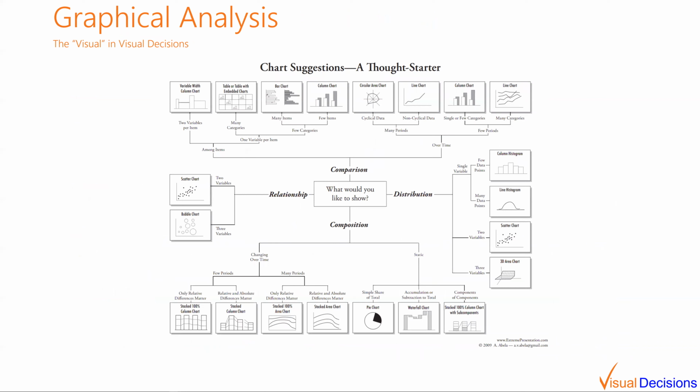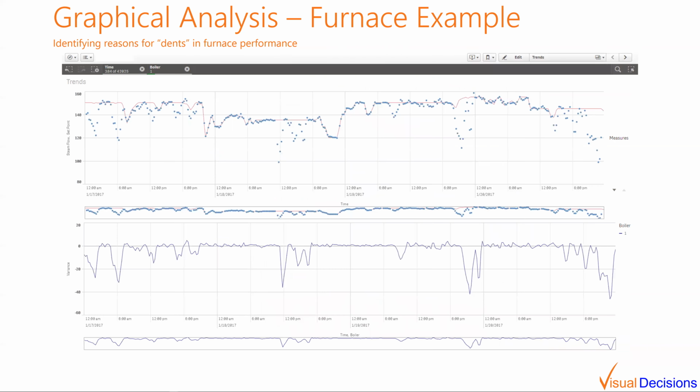Graphical analysis is another way to go about this. In addition to what I just showed, there are a lot of different types of charting that you can do in order to analyze a process and really get at the nature of the problem. So as an example here, we captured information for a company that did power generation.